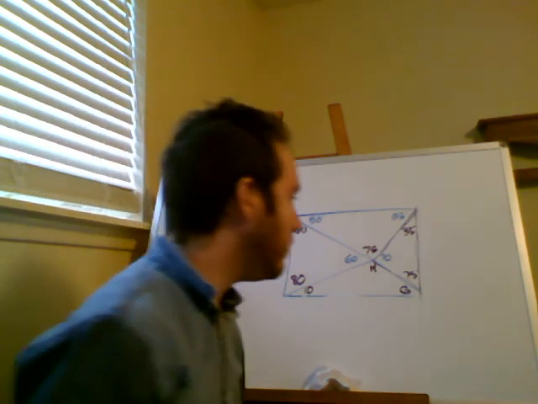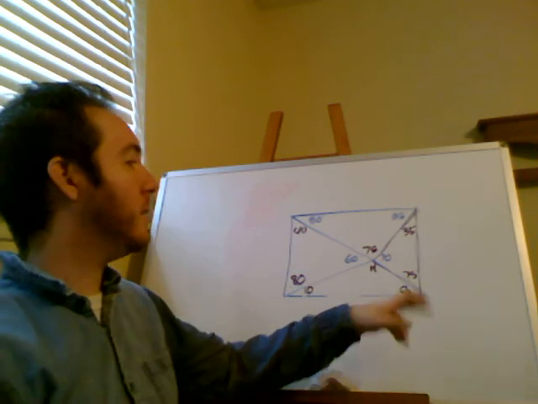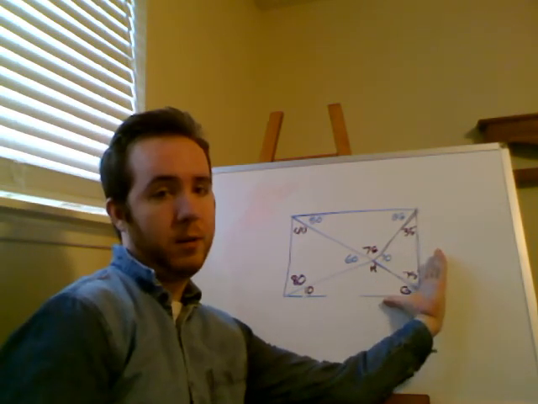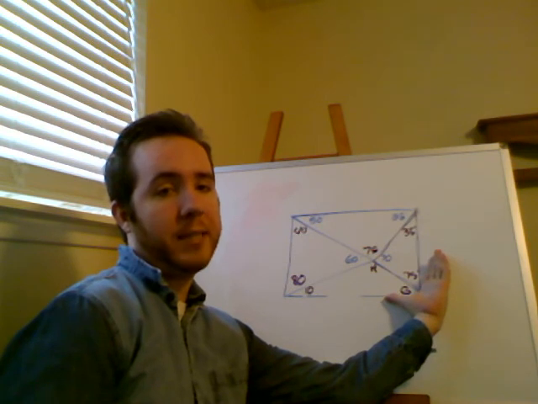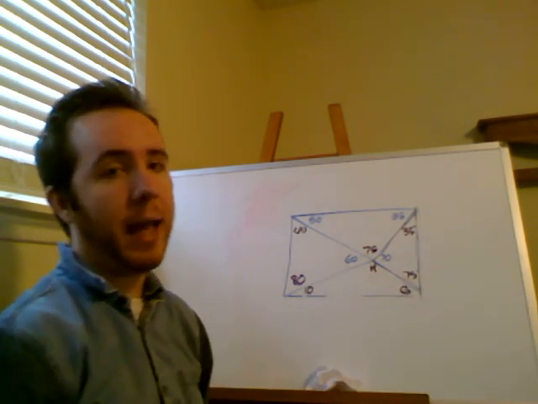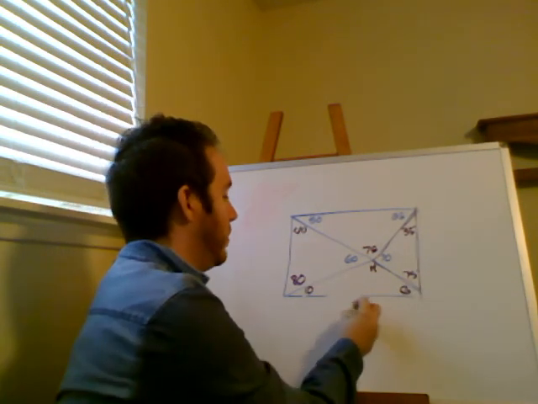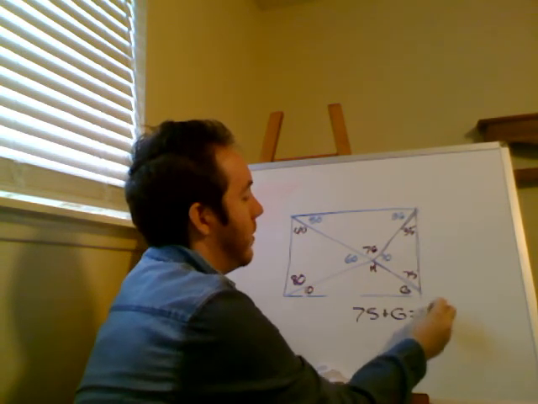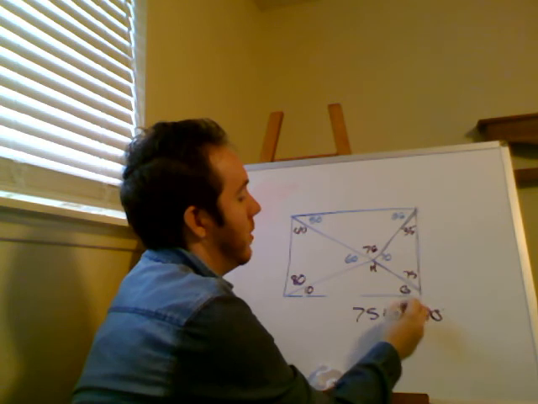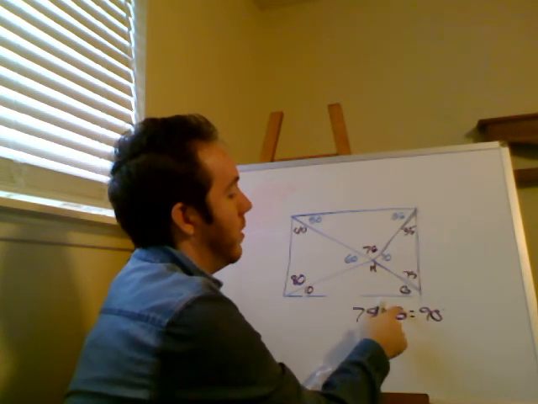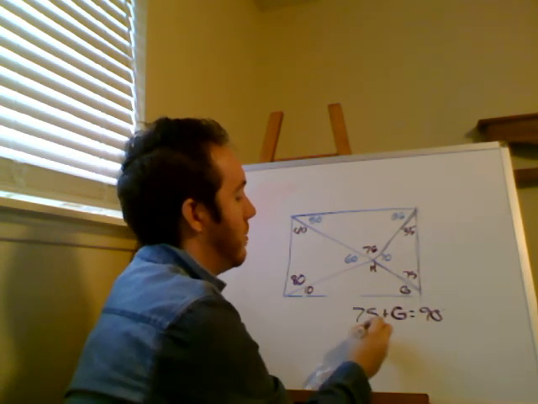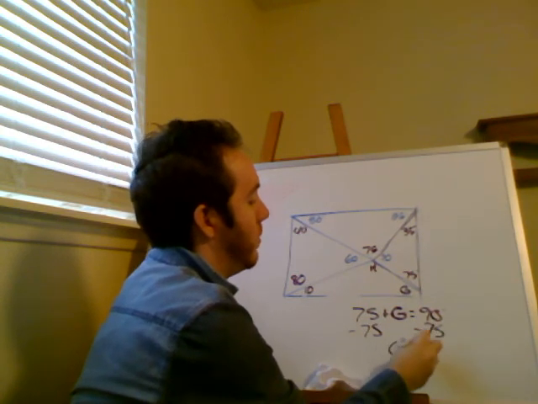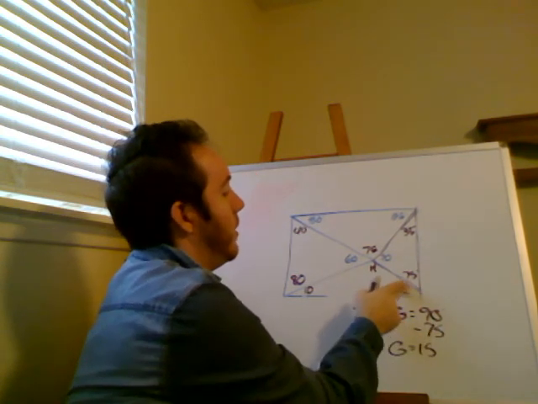So, we have 75 plus g is 90. Again, it's my angle situation again. So 75 plus some value needs to make my right angle. So 75 plus g equals 90 degrees. That is a g. Okay. Subtract 75 from both sides. We see g equals 15. That's a 15.